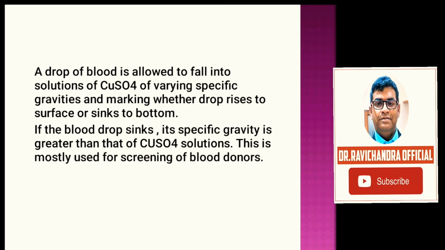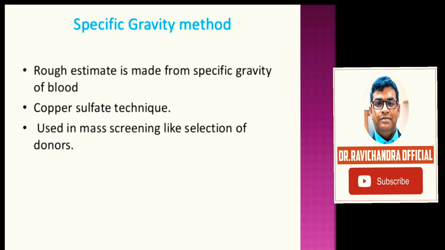As I said, a drop of blood is allowed to fall into solutions of copper sulfate of various specific gravities, and we mark whether the drop rises to the surface or sinks to the bottom. If the blood drop sinks, its specific gravity is greater than that of the copper sulfate solution, and this is mostly used for screening of blood donors. The specific gravity method is a rough estimate made from the specific gravity of blood, and the technique uses copper sulfate, so it is a copper sulfate technique, and it is used for mass screening for selecting the donors.